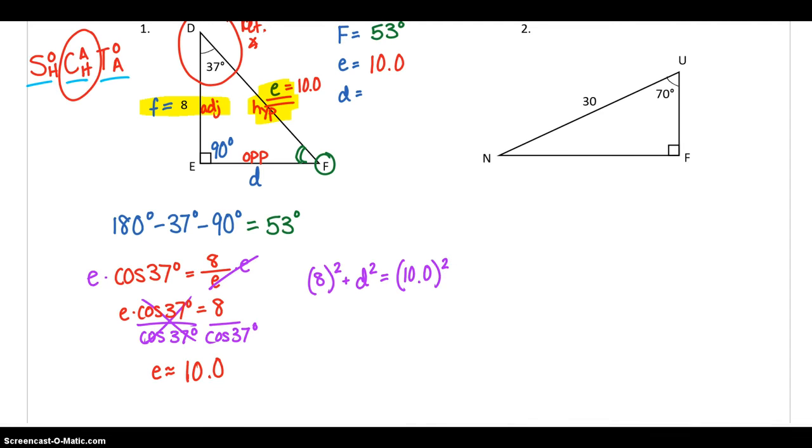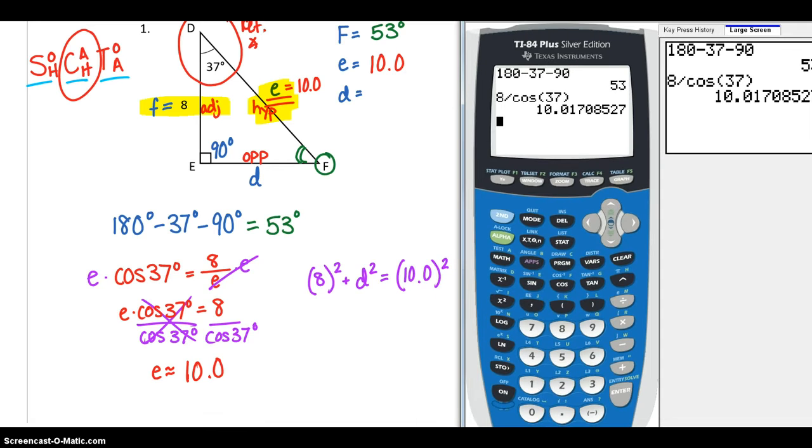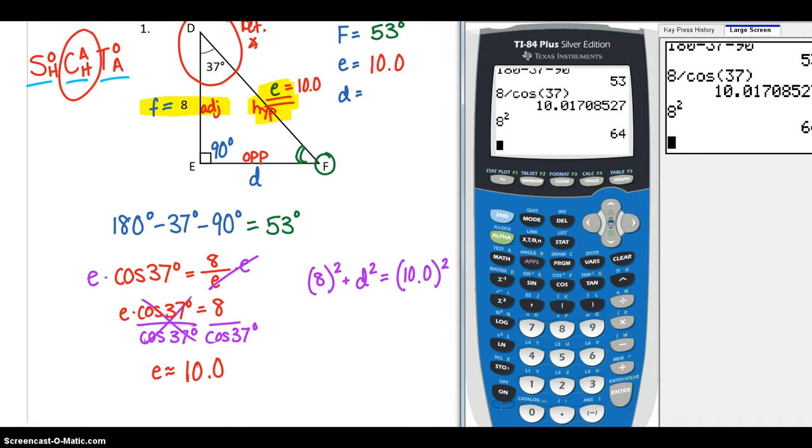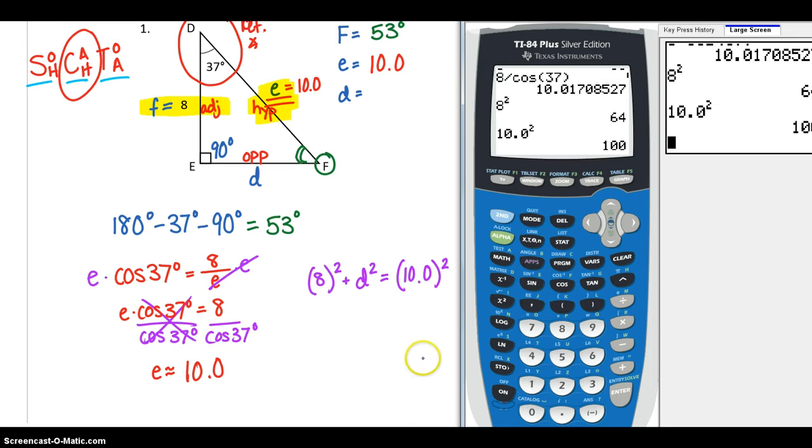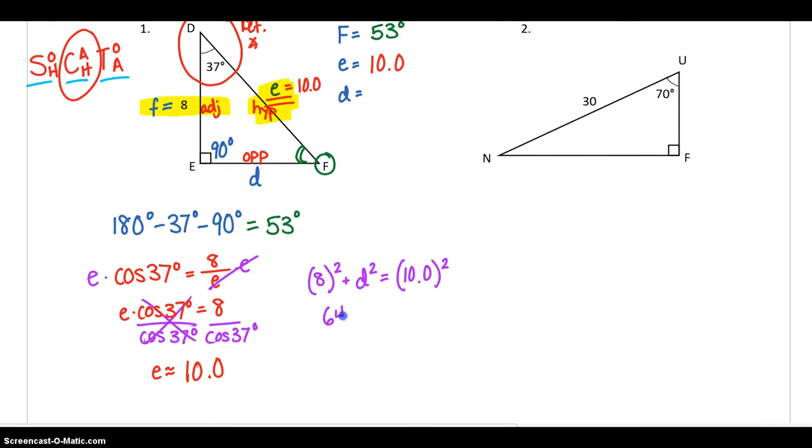Alright, so in my calculator, we can use our calculator to help us out in case we don't know. 8 squared, 64. 10.0 squared is 100. So 64 plus D squared equals 100. Subtract 64.